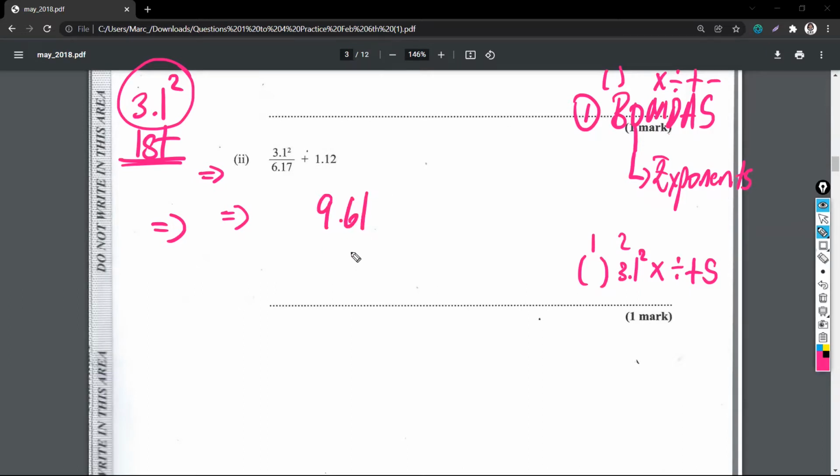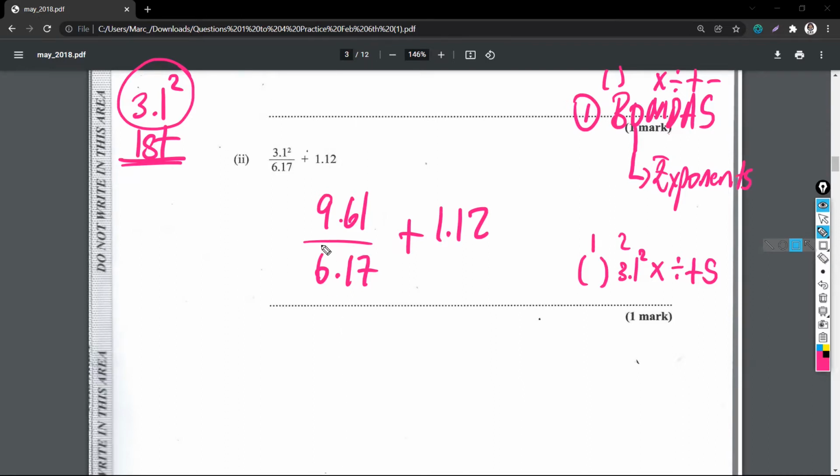9.61. And this will be the top, 9.61 divided by 6.17 plus 1.12. But we'll have to square this first, guys. We'll have to square that first before we continue. Everybody understanding that concept? Please, it's very important to know. You know, some people miss that part in the exam.